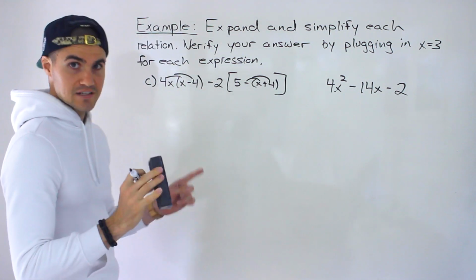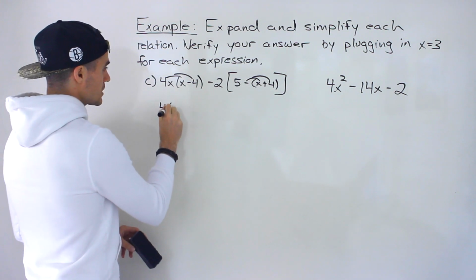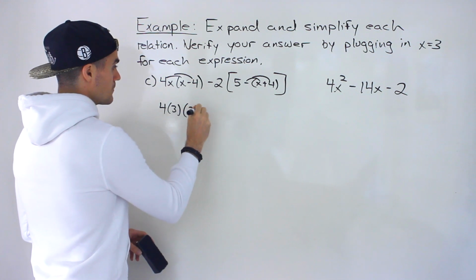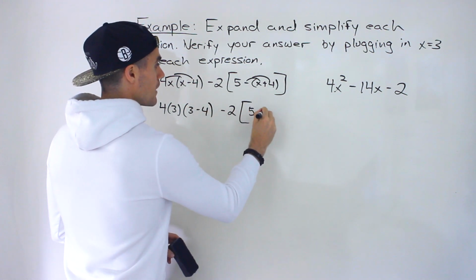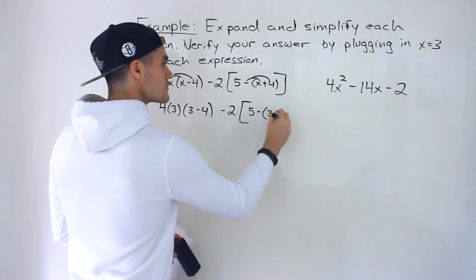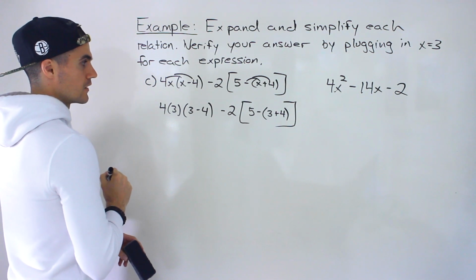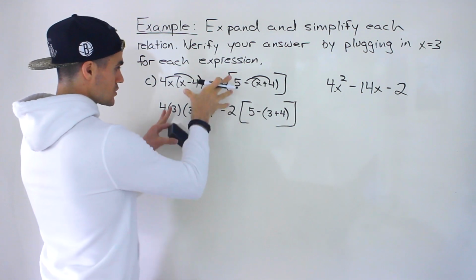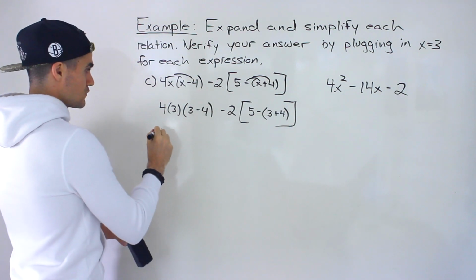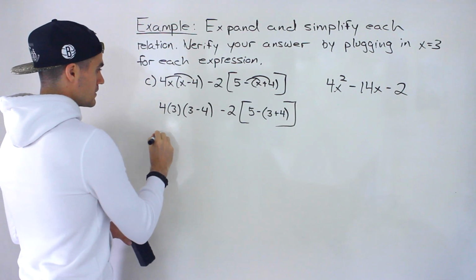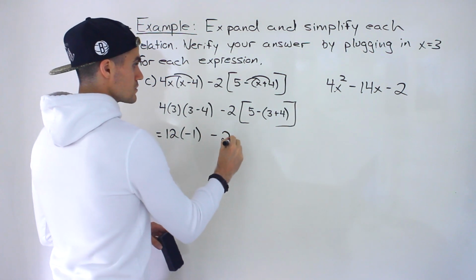So let's plug in an x value of 3 for both of these expressions. So over here we'll have 4 times 3, then we'll have 3 minus 4 in brackets, minus 2, 5 minus 3 plus 4, like that. Right? Just be careful with all your brackets, just rewrite everything in the exact format that it's given. So from here, 4 times 3, that gives us 12. 3 minus 4 gives us negative 1, minus 2.